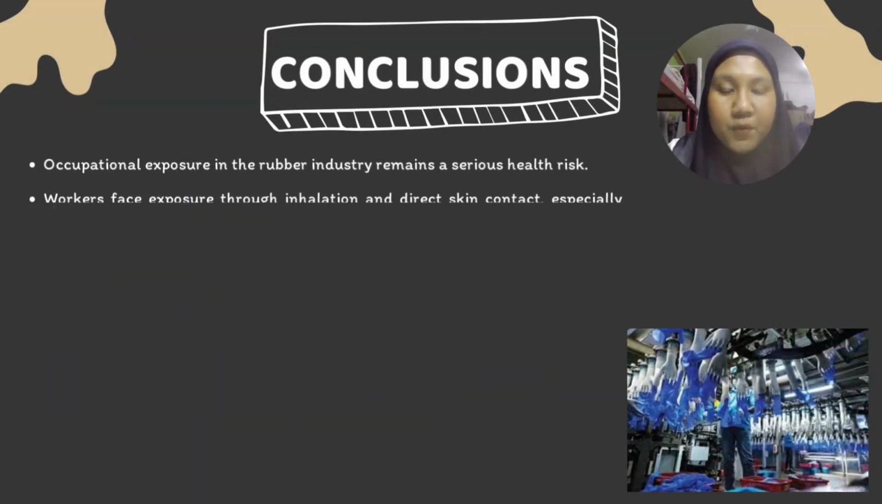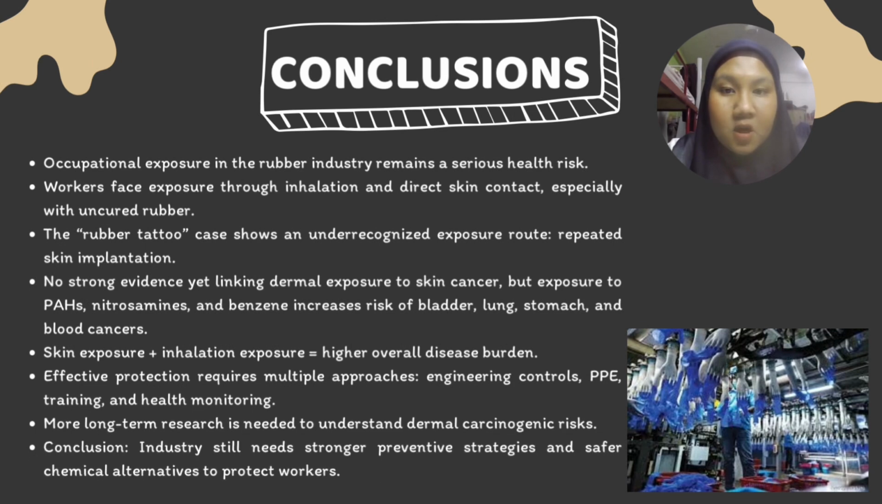Based on our review and the case presented, occupational exposure in the rubber manufacturing industry remains a significant health concern. Workers are exposed to harmful chemicals through inhalation and direct skin contact, especially when handling uncured rubber. The case of the worker with a rubber tattoo shows an under-recognized exposure route where repeated skin impregnation can occur during daily tasks.